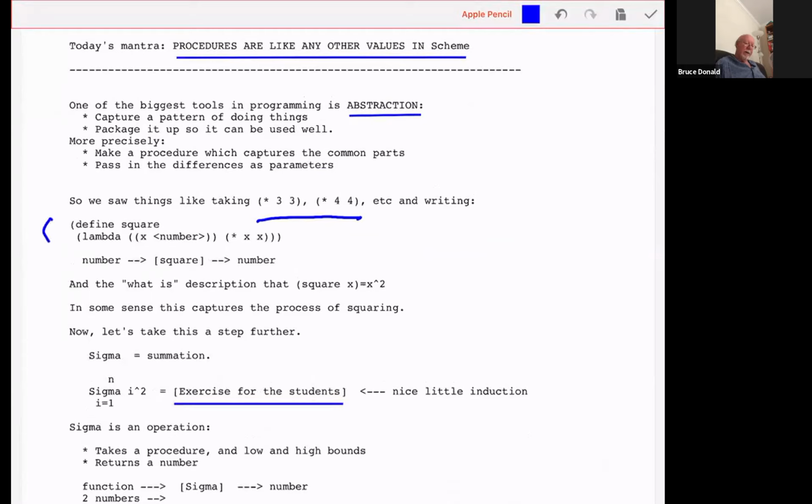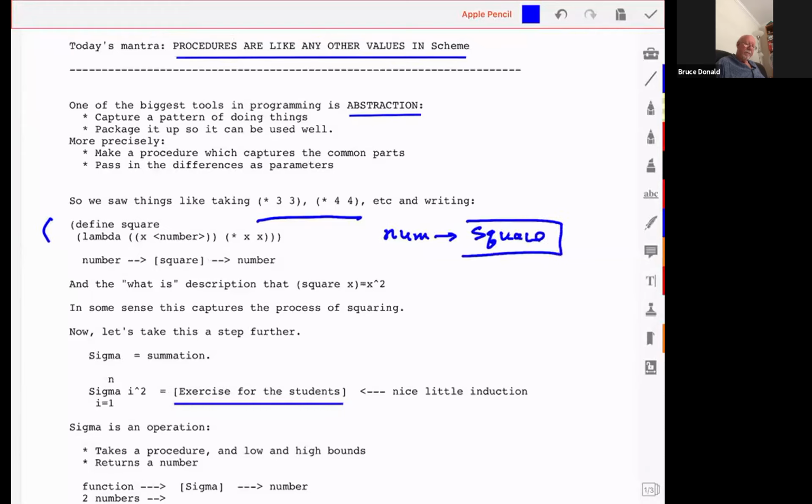And the square function, again, to start out slow, takes a number and puts it into this box called square, and that outputs a number, which is what we want. And basically the procedural description of that is saying that square x is equal to x squared. Again, the equivalence of a Scheme expression and a mathematical expression, which is what we want. And in some sense, this together captures the notion of squaring, or the process of squaring.